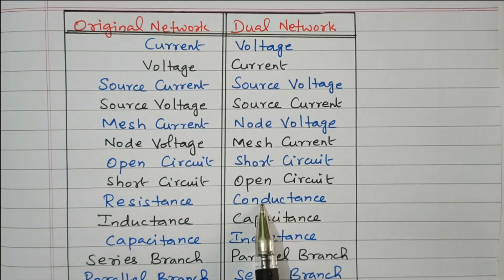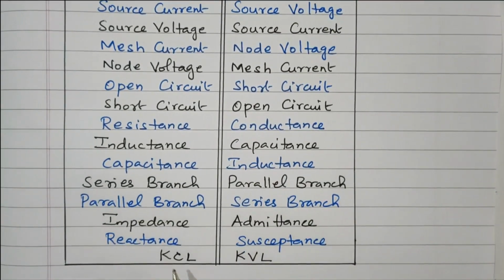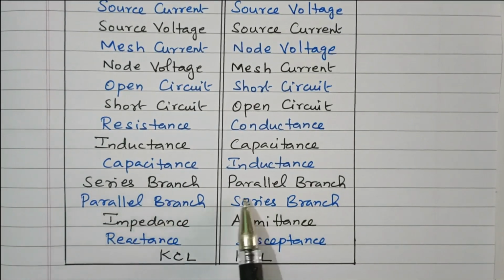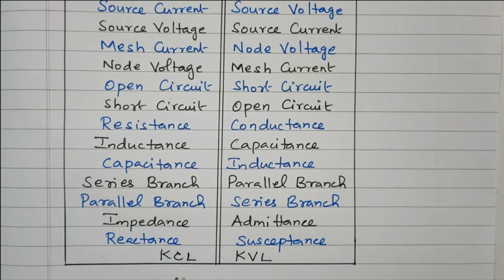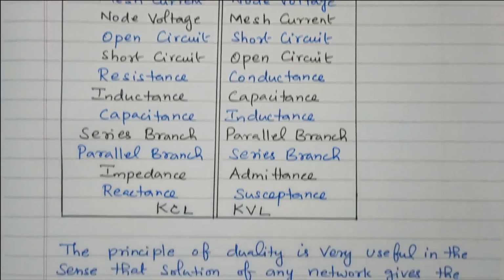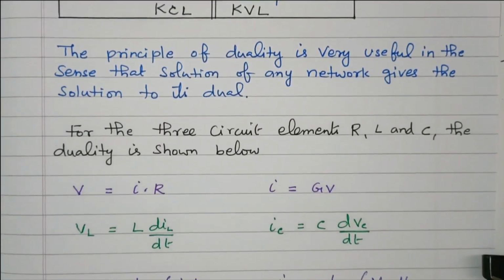Resistance means conductance. Inductance means capacitance, and capacitance means inductance. Similarly, series branch means parallel branch, and parallel branch means series branch. Impedance means admittance. Reactance means susceptance. KCL means KVL. Kirchhoff's current law means Kirchhoff's voltage law. So these are all the original and the corresponding dual networks. The tabular column is available. Now we'll see the further details.